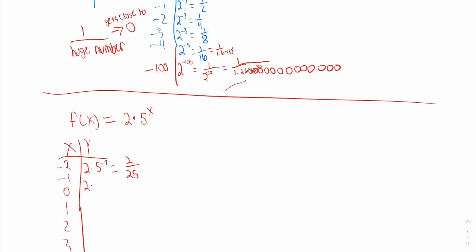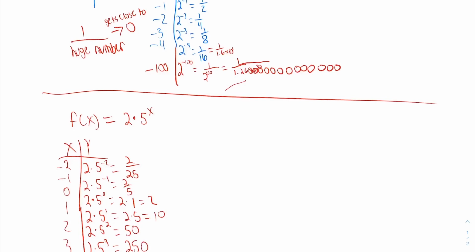Negative 1. 2 times 5 to the negative 1 equals 2 over 5. 2 times 5 to the 0. So that's 2 times 1 equals 2. 2 times 5 to the 1. That's 2 times 5, which is 10. 2 times 5 squared. That's 2 times 25, so it's 50. 5 to the third is 125 times 2 is 250. Let's graph these.